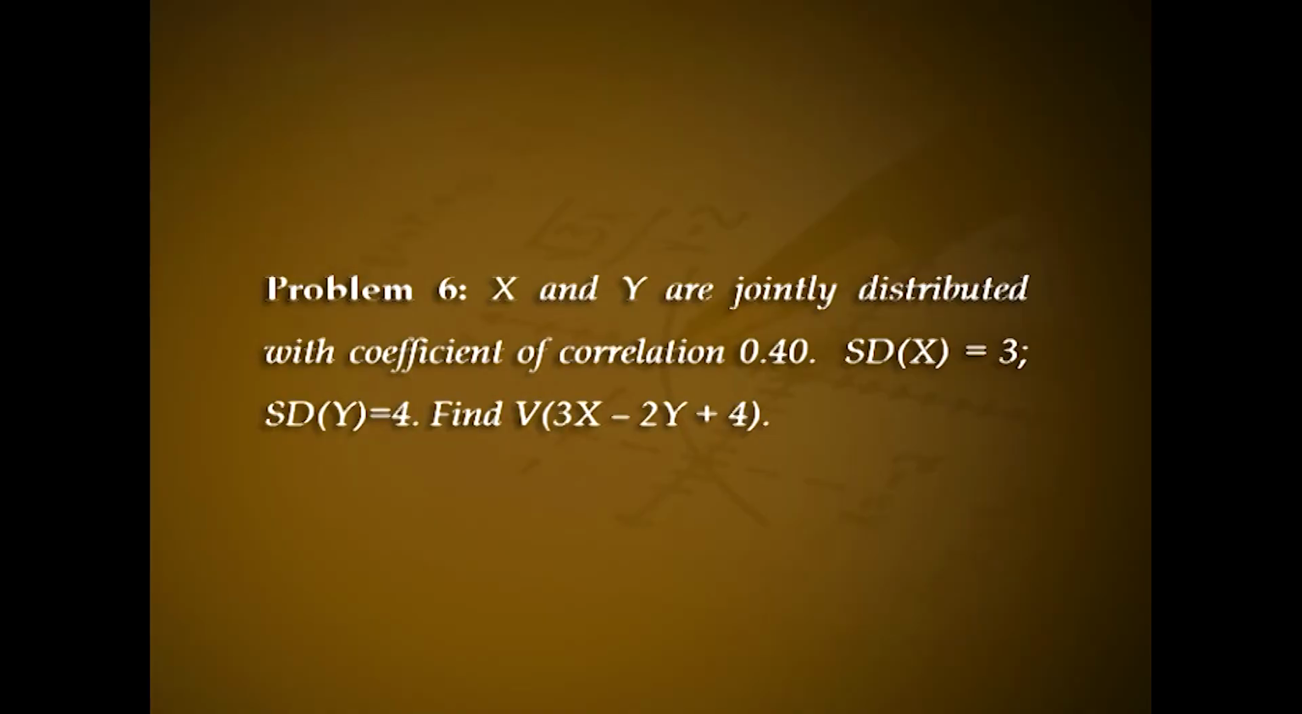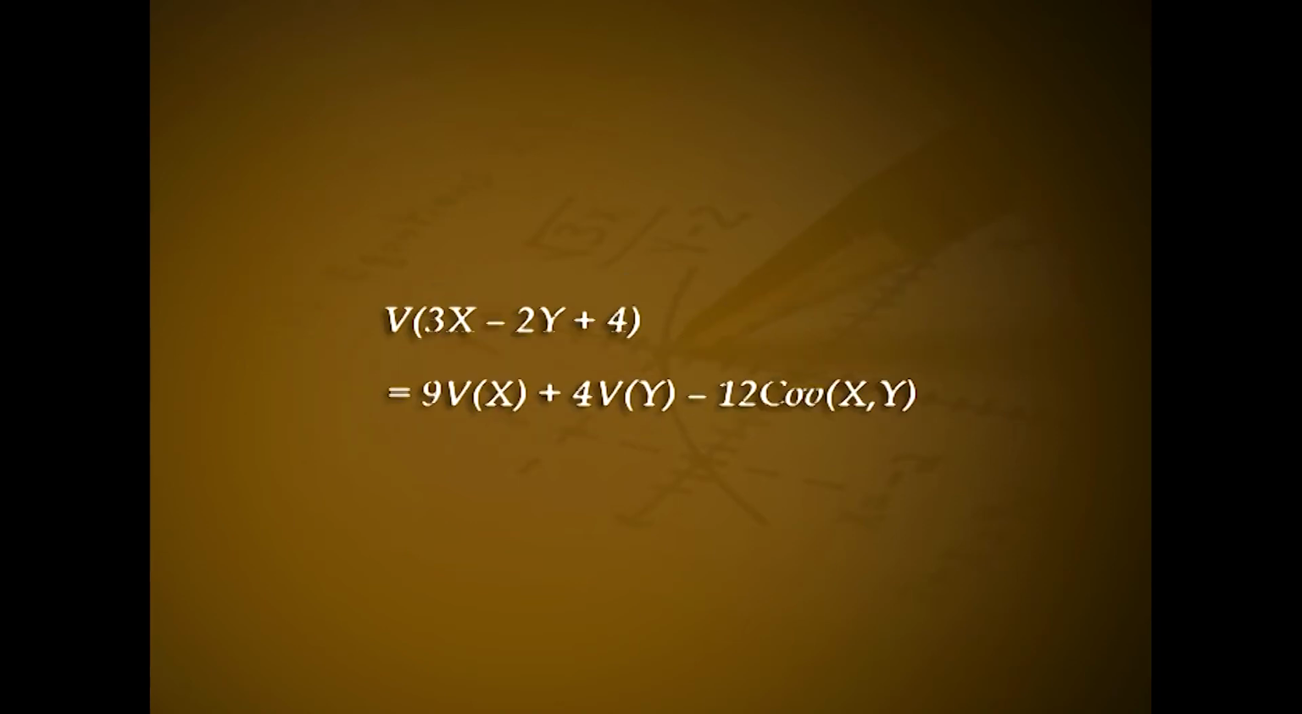Problem 6. X and y are jointly distributed with the coefficient of correlation 0.40. Standard deviation of x equal to 3, standard deviation of y equal to 4. Find variance of 3x minus 2y plus 4. Solution. Variance of 3x minus 2y plus 4 equal to 9 into variance of x plus 4 into variance of y minus 12 into covariance between x, y.